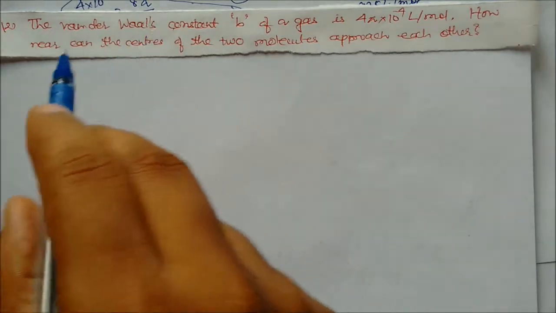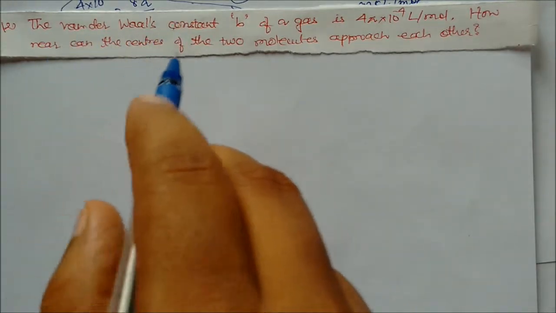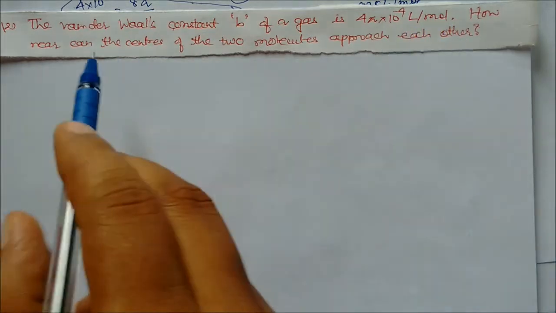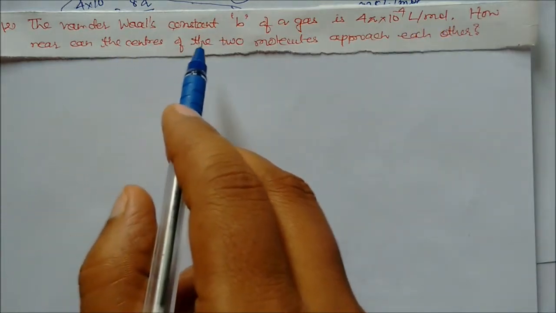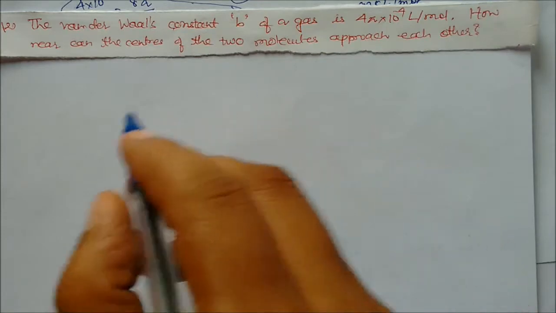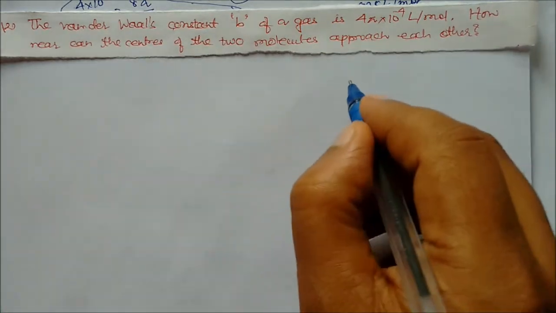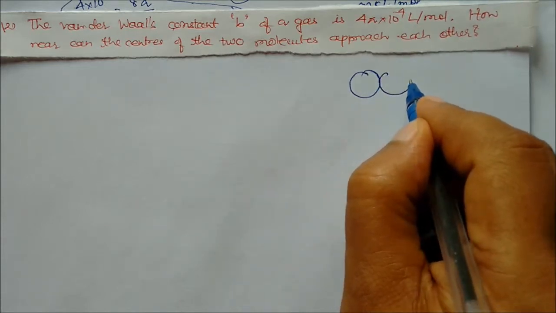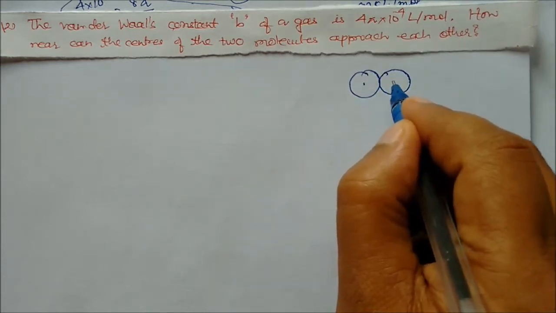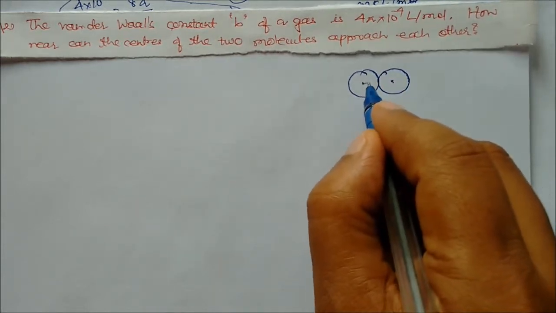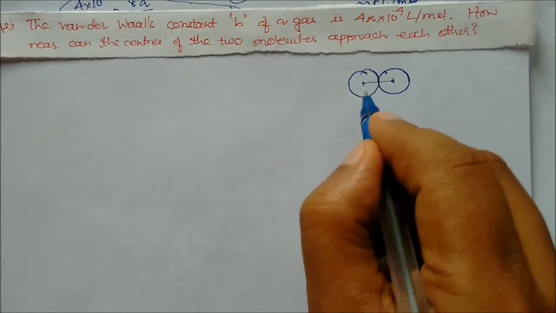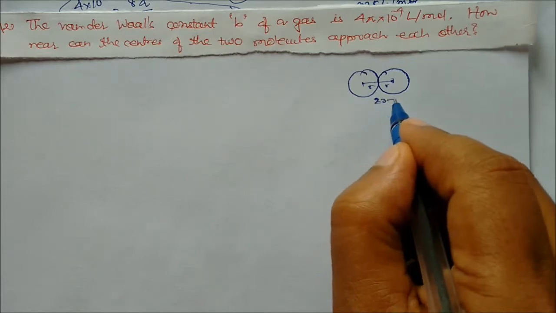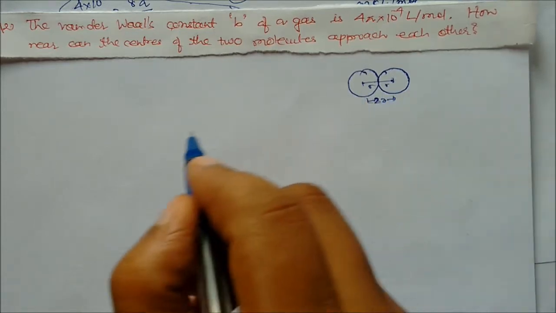Van der Waals constant, next problem. The van der Waals constant B of a gas is 4 pi into 10 power minus 4 liter per mole. How near can the center of two molecules approach each other? How near means they will be approaching very close to each other. So these are the two molecules and these are the centers of these two molecules. This is the nearest approach: this is r, this is r, and this is 2r. So we need to find the distance between the two molecules.